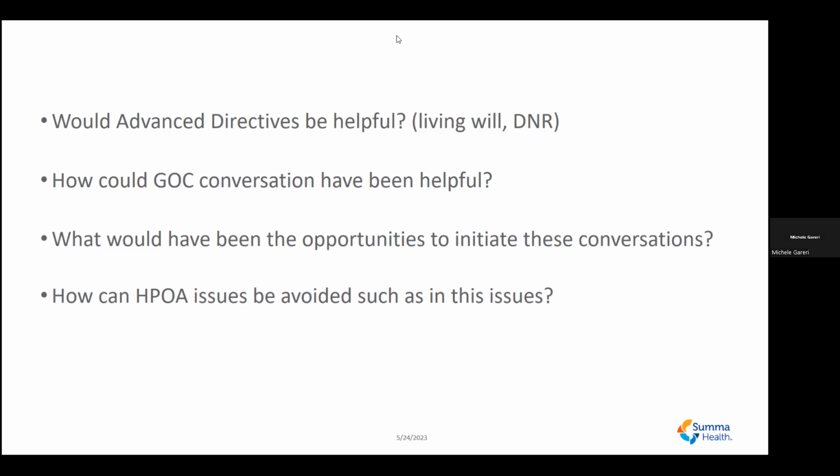Yeah. And honestly, the fourth question I have on here, how can HPOA issues be avoided such as this? So the daughter didn't move away. She's local. She just refuses to participate now. She's disengaged. So one of the things we've talked about strategically is the importance of that secondary healthcare power of attorney naming.